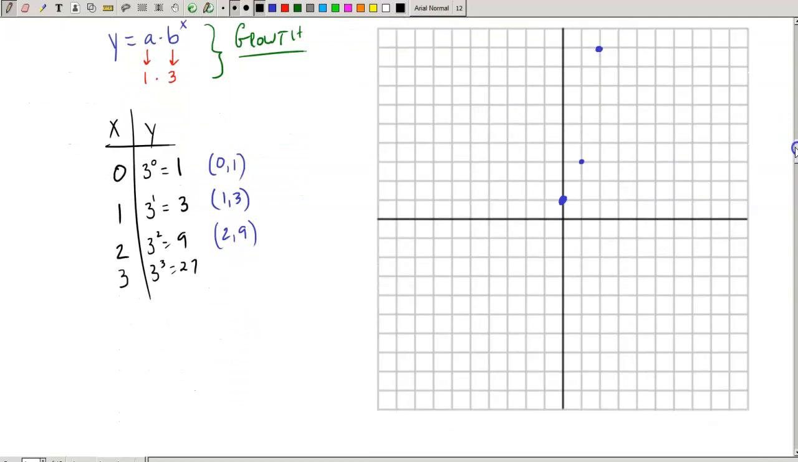What about negatives? So we can plug in negative values as well, because our domain is anything. I can plug in -1. So I could ask you this, what is 3 raised to the -1?